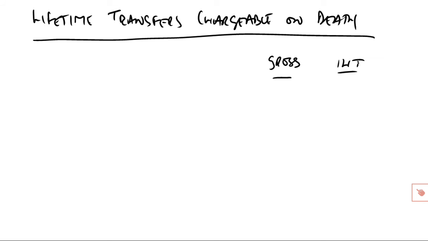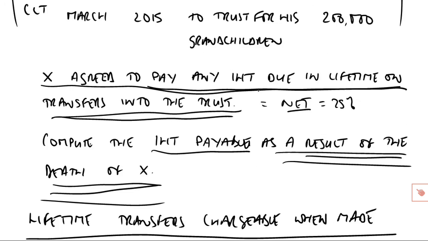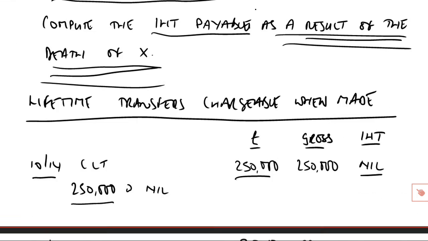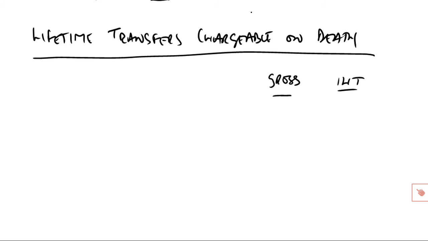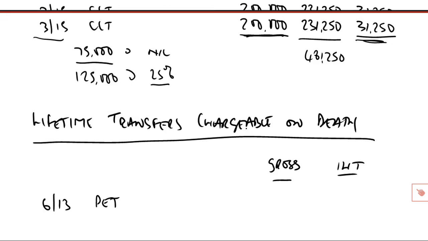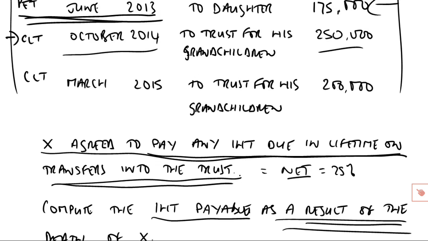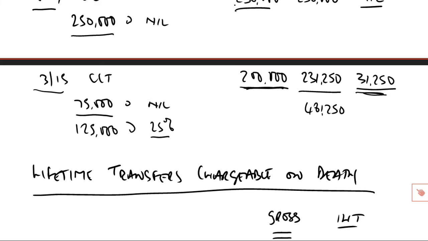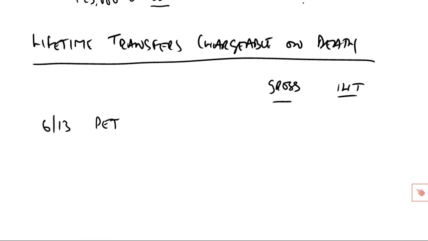So what have we got now, therefore? Well, going back to the earliest transfer, that was, let's just remind myself, it was the PET, and I think that was June 13. Yeah, here we go. There it is, the PET there in June 13. So that gets us started on this computation. So it was June 13, it was a PET. How much was the PET? Oh, can't remember my own example. I think it was 175, was it? Yep, £175,000.